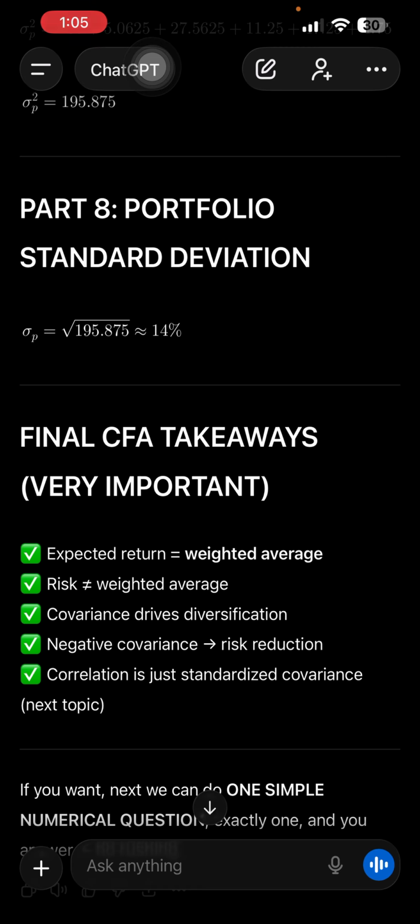Hence, the important takeaways: expected return equals the weighted average. Risk is not equal to the weighted average. Covariance drives diversification. Negative covariance means risk reduction. Correlation is just standardized covariance.